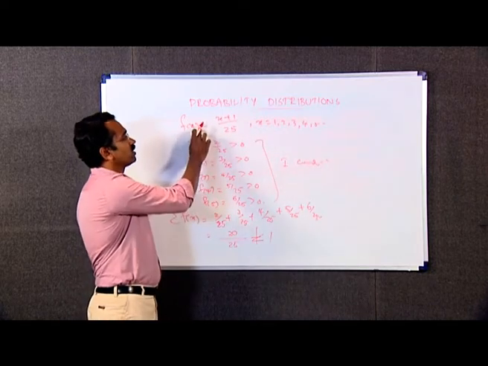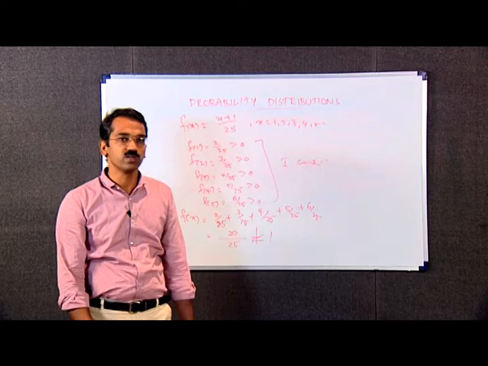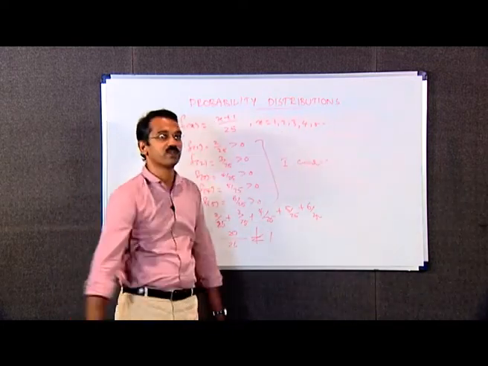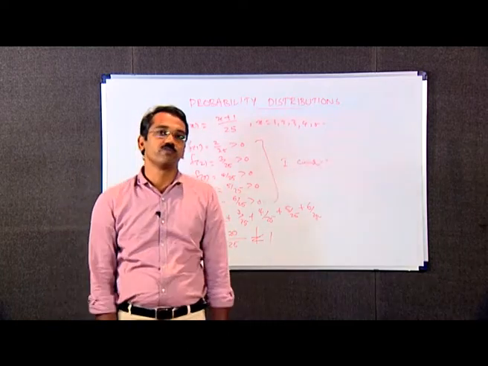Therefore, the given function f of x equal to x plus 1 divided by 25 for x equal to 1, 2, 3, 4 and 5 is not a PMF.